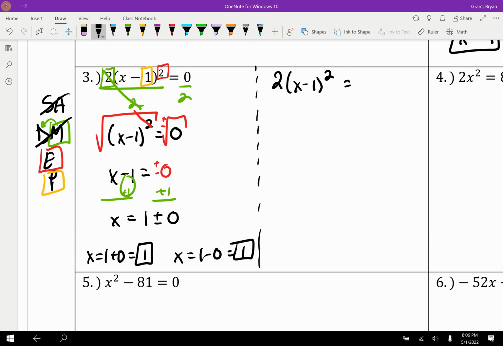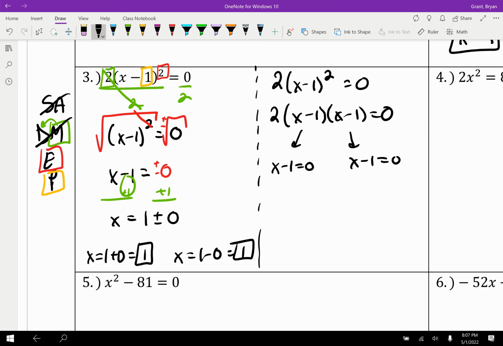I'll show you on another problem later on. But we have a square, which means x minus 1 is being multiplied by itself. And if you write it out like that, can we see that the x minus 1s, we're now in factored form? We could take x minus 1 equal to 0, x minus 1 equal to 0, and solve. 1 and 1. You don't have to write both of the answers on a test. You would just see x equals 1. But don't forget what a square means, and that's kind of a clever little connection there.